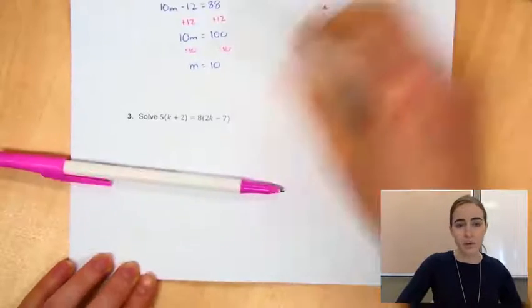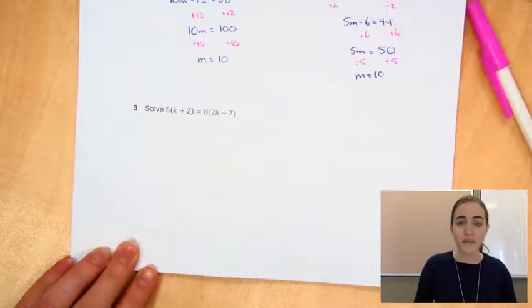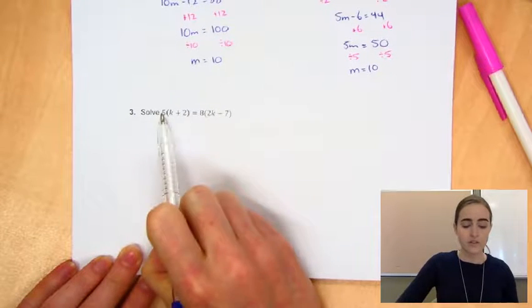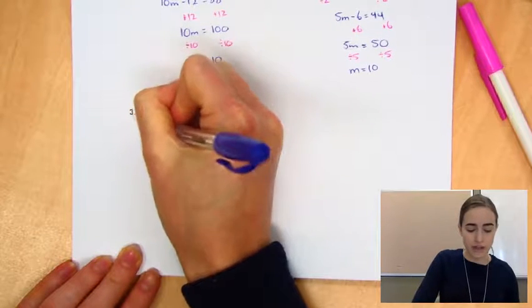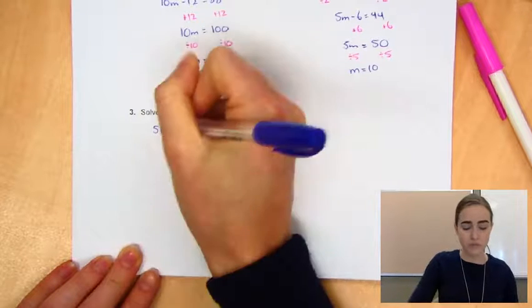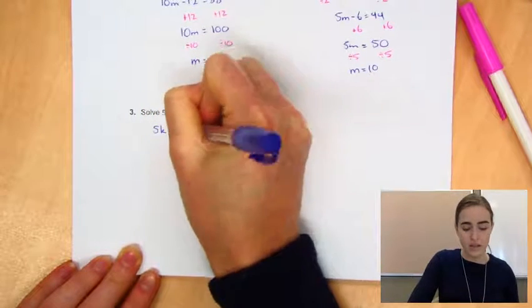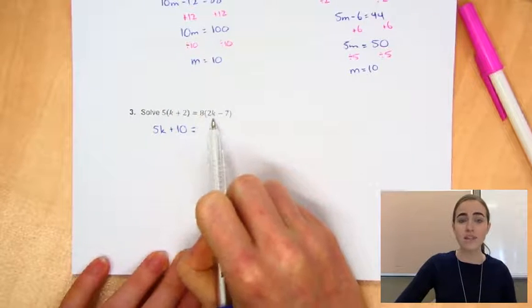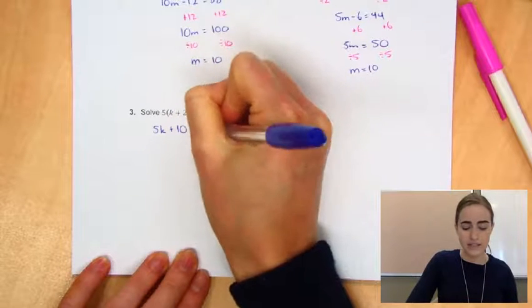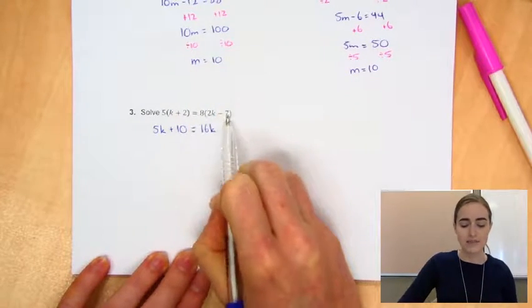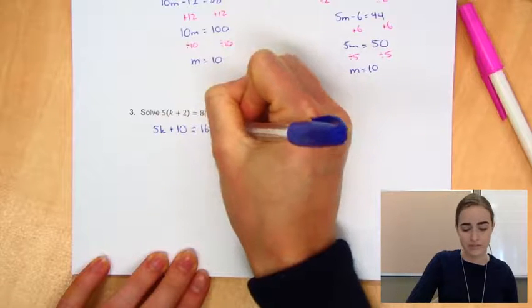All right, this bottom one, I am going to go through and expand both sides of this equation. So 5 times k would give us 5k, and 5 times 2 would give us 10. And then on the right hand side, 8 times 2k would give us 16k, and 8 times 7 would give us minus 56.